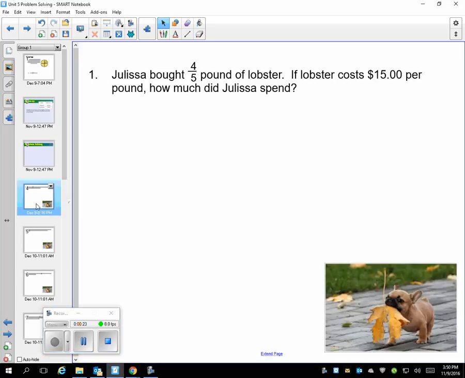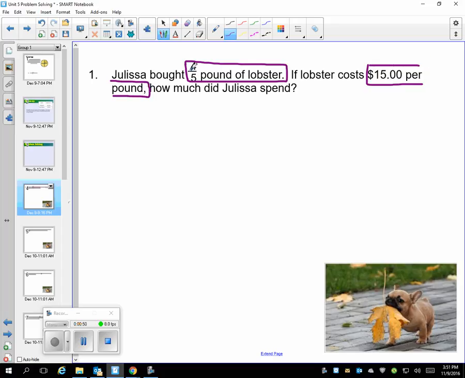Julissa bought 4/5 pound of lobster. If lobster costs $15 per pound, how much did Julissa spend? Okay, so let's take a look at what this question is asking us. She bought 4/5 pound of lobster and the total lobster cost $15 per pound.